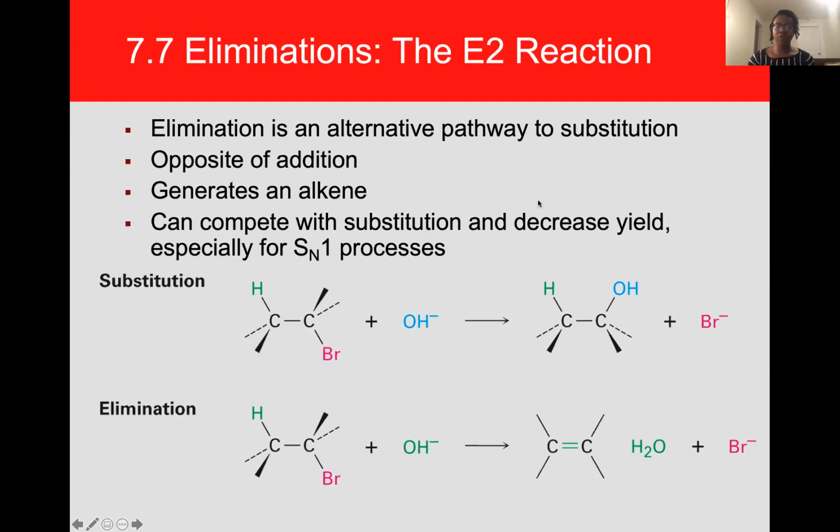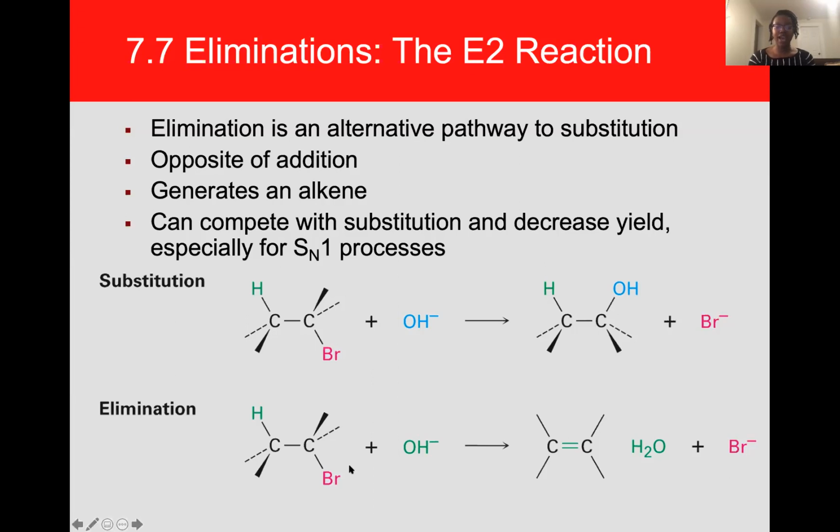So as an overview, the elimination reaction is an alternative to substitution reactions. They compete with one another and it can impact the yield of your product. For a substitution reaction, you know that your nucleophile replaces your leaving group in the product. Well, in an elimination reaction, what you have is not a nucleophile, but a base, or at least your nucleophile is behaving more as a base than a nucleophile.